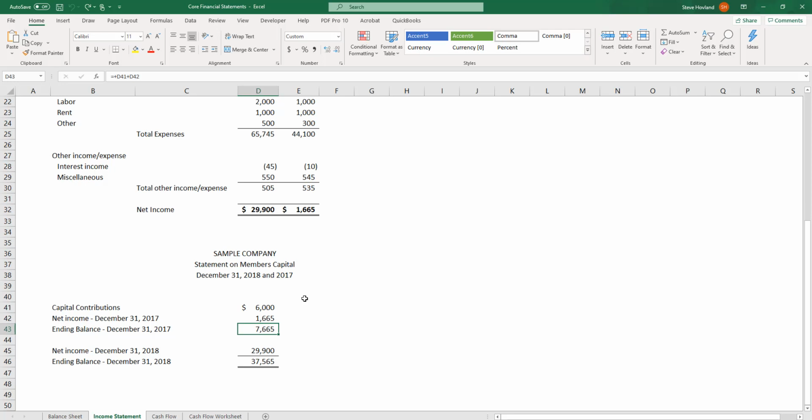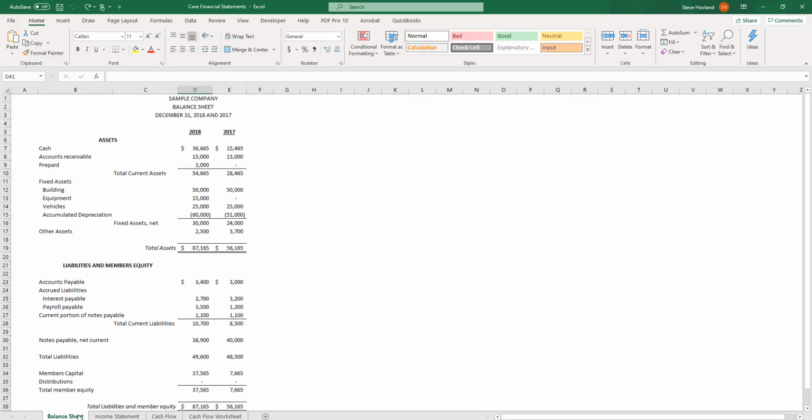There wasn't additional contributions, there weren't any distributions. It just was the plain, simple, easy net income. That's it. So then you have net income for the current year comes in here, and then this gets added to that, to the ending balance of the equity, to come up with your ending balance as of 2018. So why is this important?